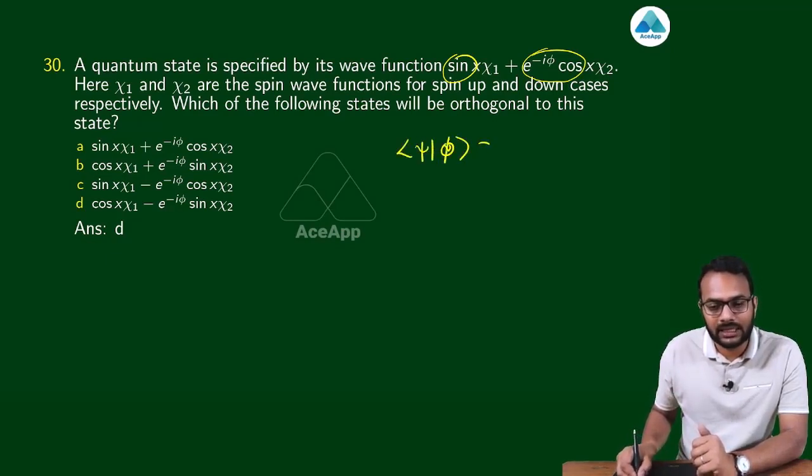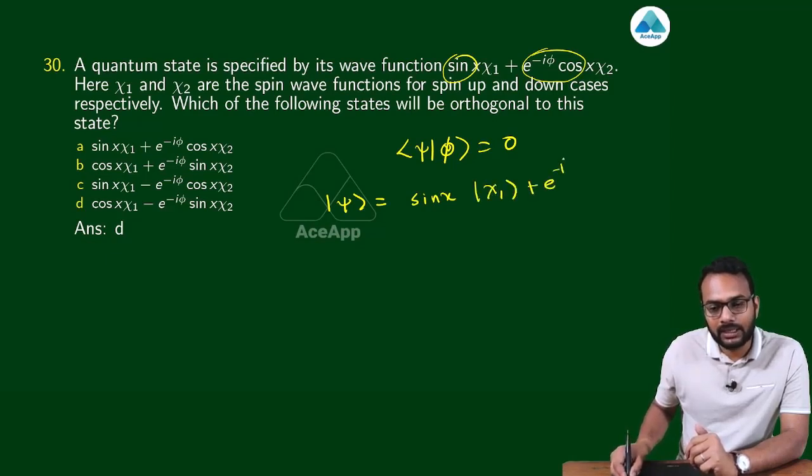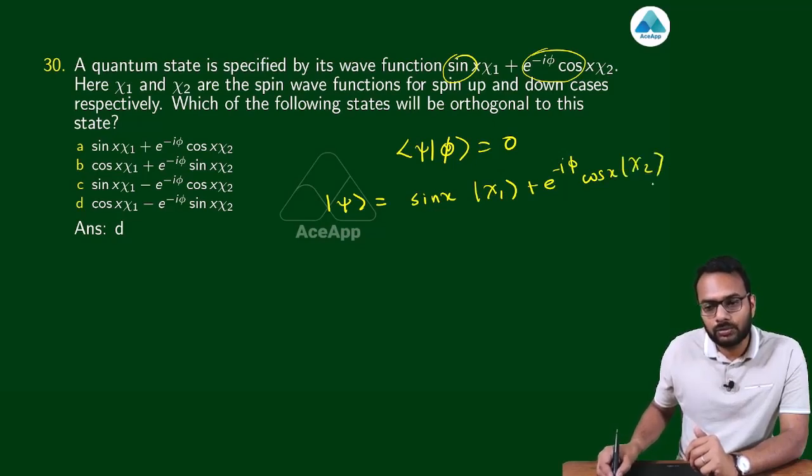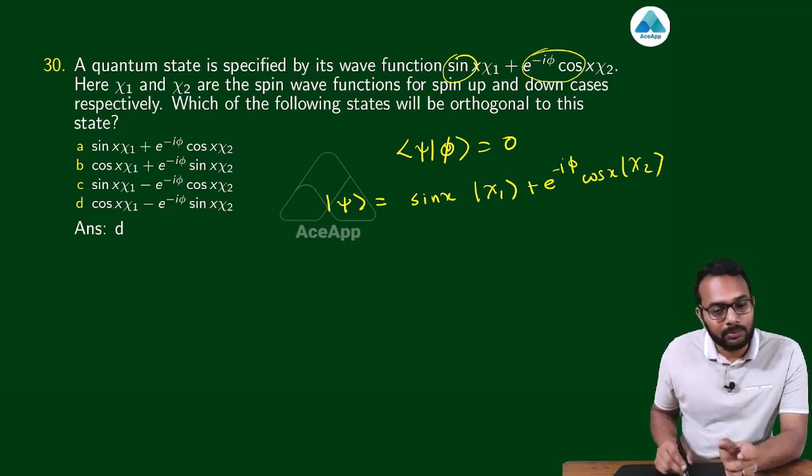If the scalar product of psi with phi is equal to 0, then we say that the state is orthogonal. For simplicity of calculation, let us rewrite the state a little. We can write it as sin x chi 1 plus e raised to minus i phi cos x chi 2, with only the basis vectors written out. To check orthogonality we take the inner product with each of these states, which we can call phi.